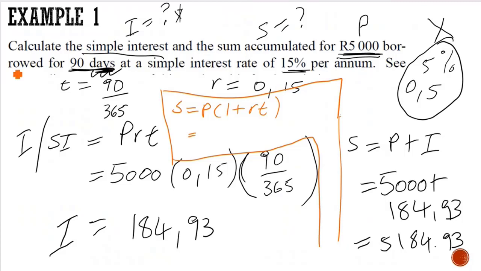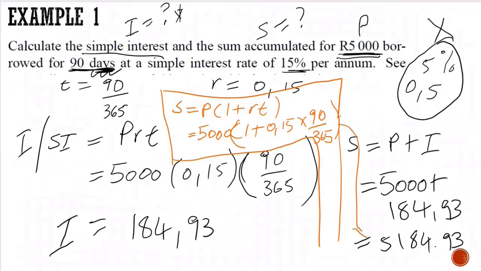So this is going to be 5,000 into 1 plus your R, which is 0.15, multiplied by the time. I think the emphasis here is just the time, how you convert the time. If you plug this into your calculator, you'll get your answer, which is this one. So this is simple interest.